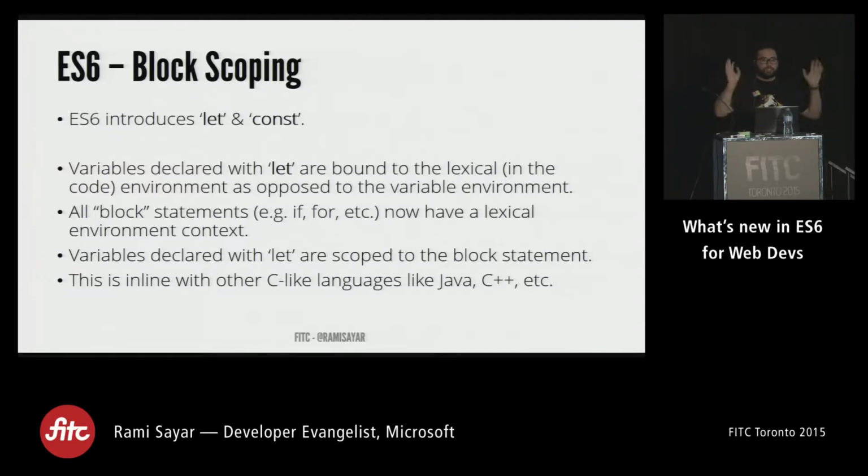Variables declared with let are bound to the lexical environment as opposed to the variable environment. So what that means is that they're actually bound to that code block, that block statement that you've got, that if, that for loop, as opposed to the variable environment, which is the function level. All right, so variables declared with let are scoped to the block statement. And this is actually exactly the same as some of the other languages that you might be familiar with, like Java, C++, C#, and a bunch of other ones.